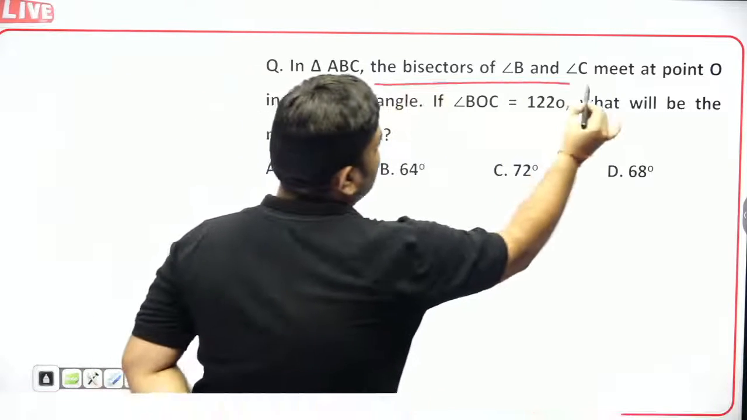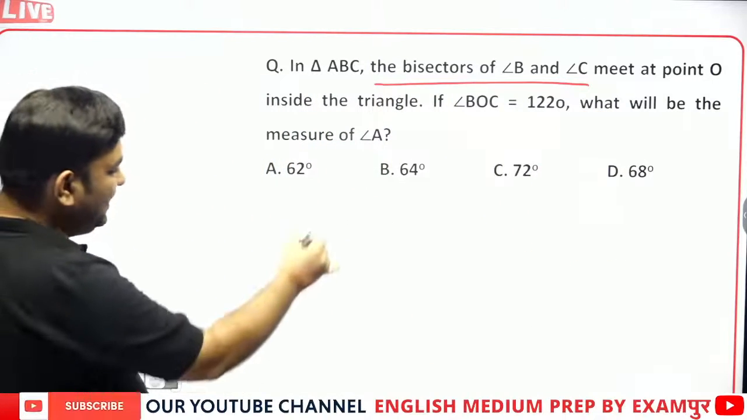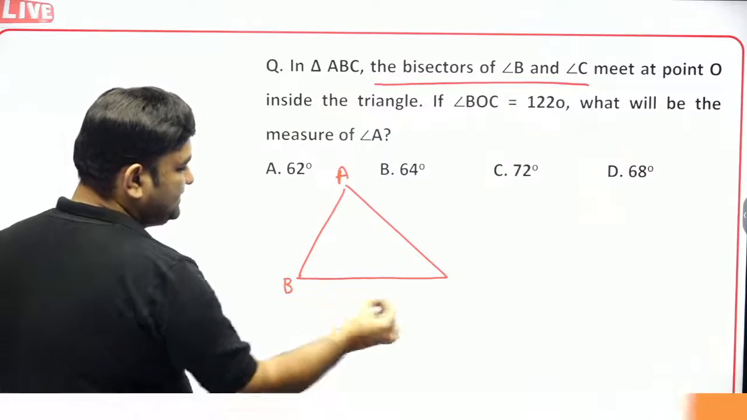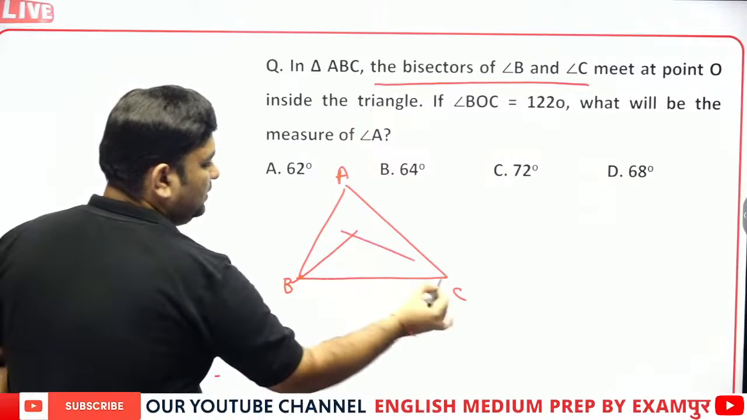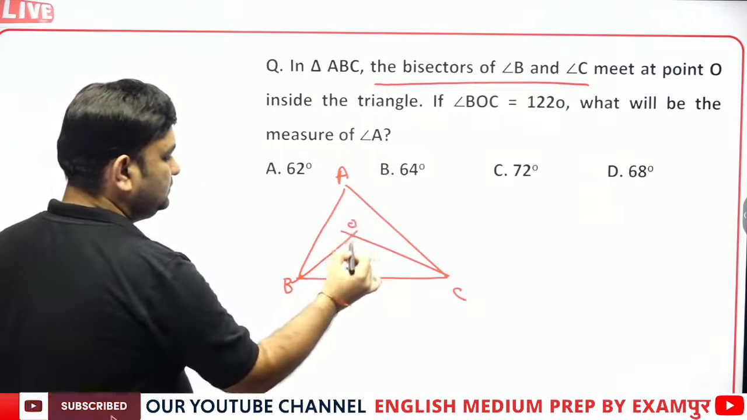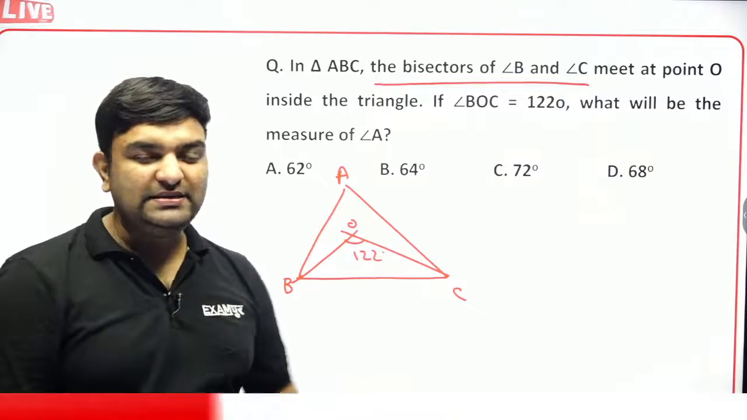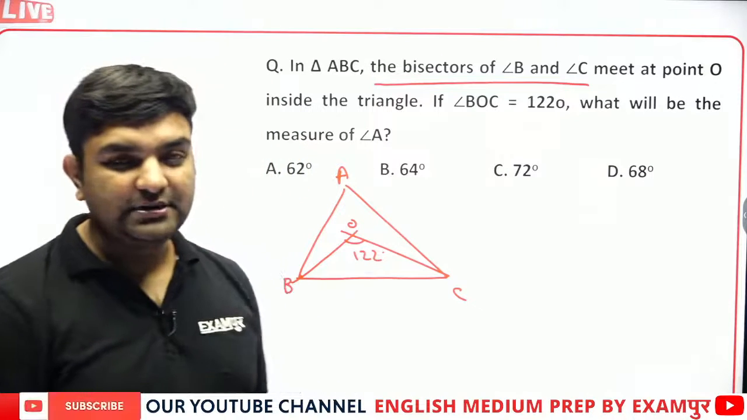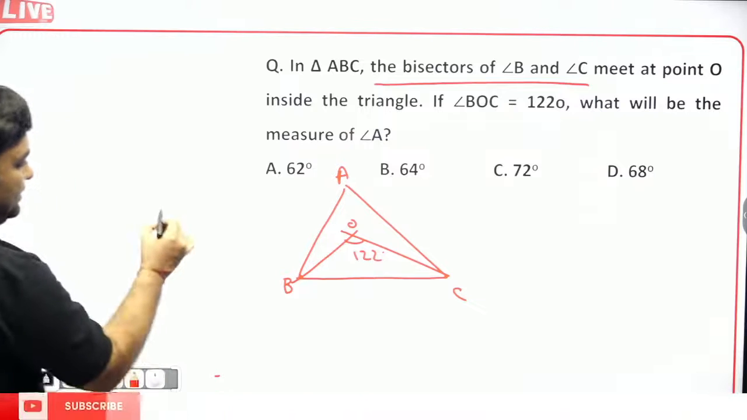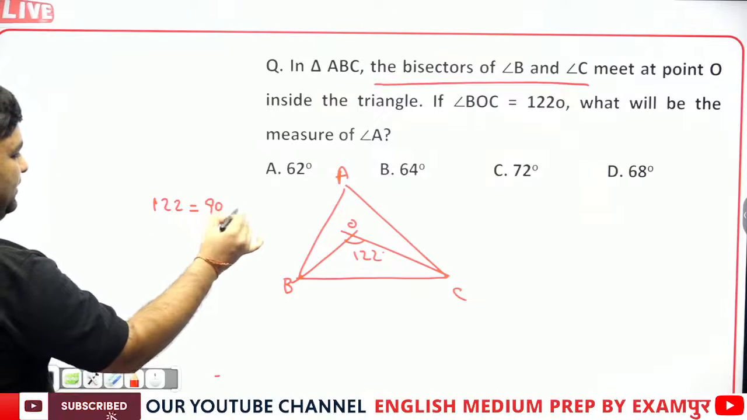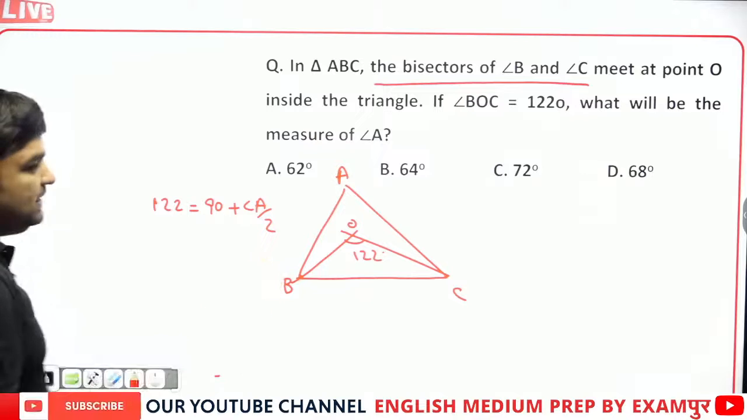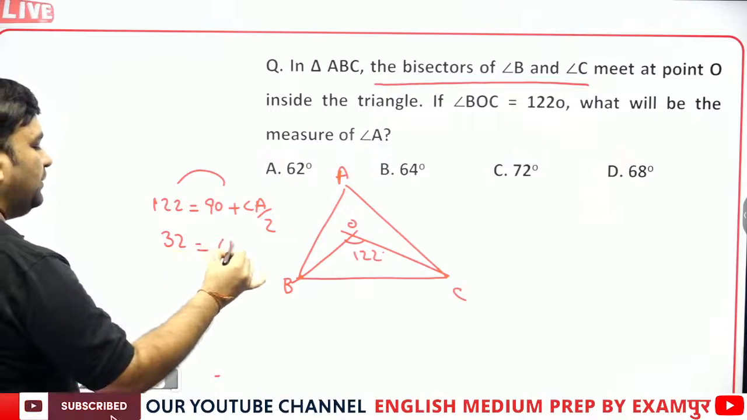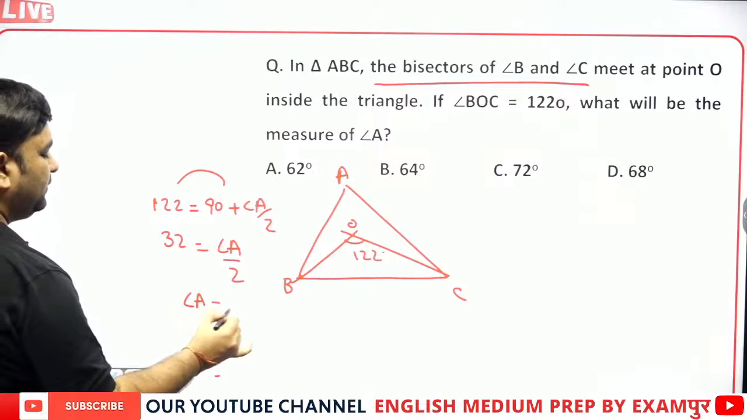Question of angle bisector. Angle bisectors means incenter. So you would be saying, sir, 122 should be equal to 90 plus A by 2. For incenter, it's 90 plus A by 2. So 32 is equal to A by 2, and A is 64.